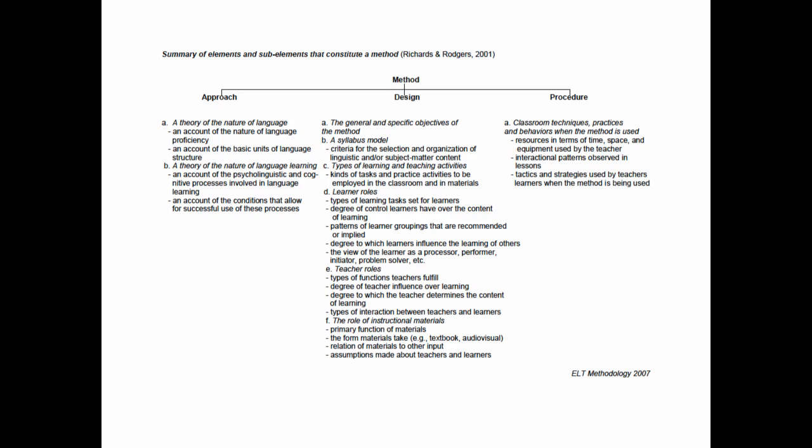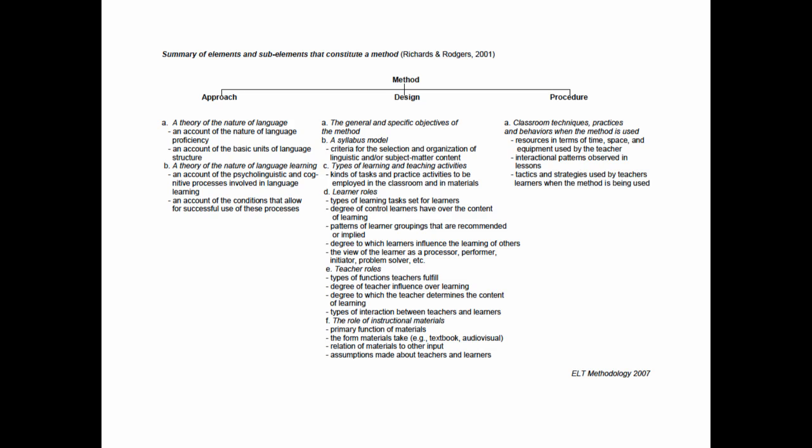And the way that Richards and Rogers distinguish a method is they say method is divided into approach, design, and procedure. The approach is theory of language and theory of language learning. Okay, it's how you look at things from the outside. Design is the general and specific objectives of that method. So that includes syllabus, the types of activities, the roles of learners, the roles of the teachers, and the roles of the instructional material.